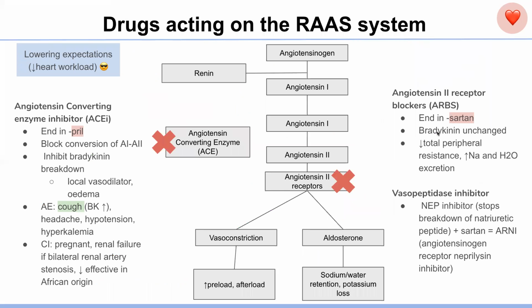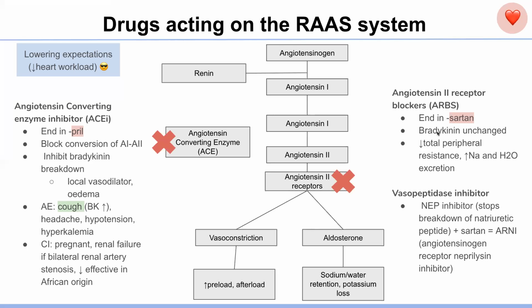However, in heart failure, we want to reduce the work of the heart. So we want to stop the renin-angiotensin-aldosterone system. This can be done through ACE inhibitors. These all end in pril, such as perindopril, and act to block the enzyme that converts angiotensin 1 to 2.